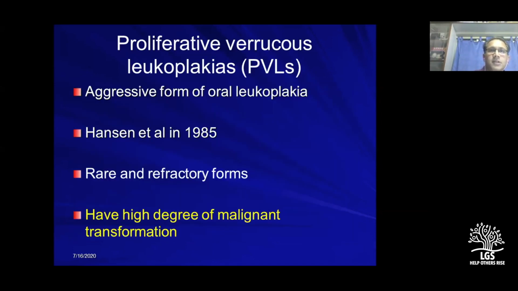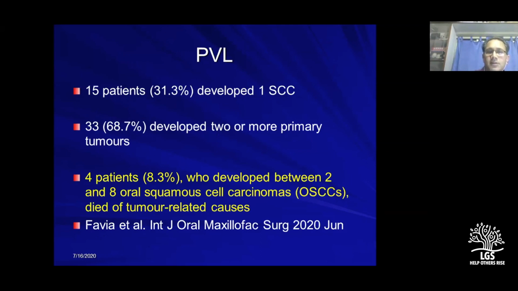Similarly, there is a terminology called proliferative verrucous leukoplakia. And again, as I said, this terminology has no pathological connotation. It just has a clinical connotation. I will come to some of the clinical pictures later, to put things in slightly better perspective. PVL was described initially in 1985 as an aggressive form of oral leukoplakia. And the importance of PVL is that it has a very high degree of malignant transformation.